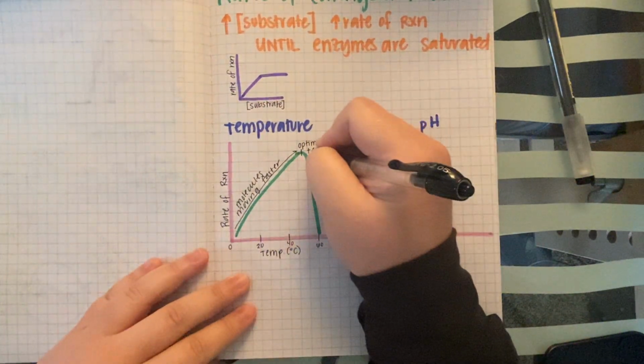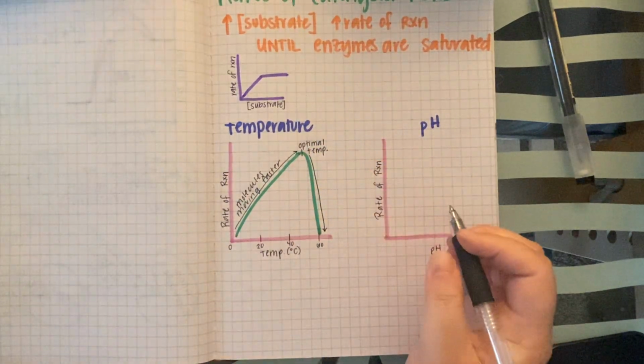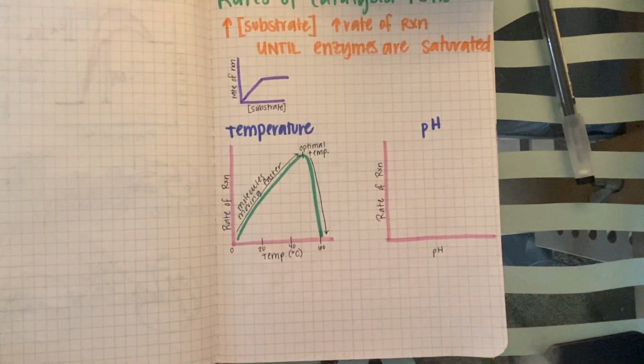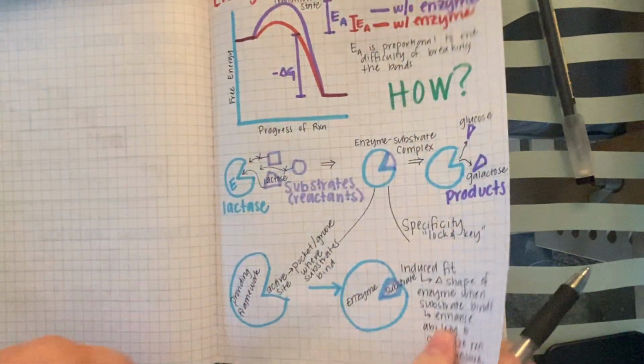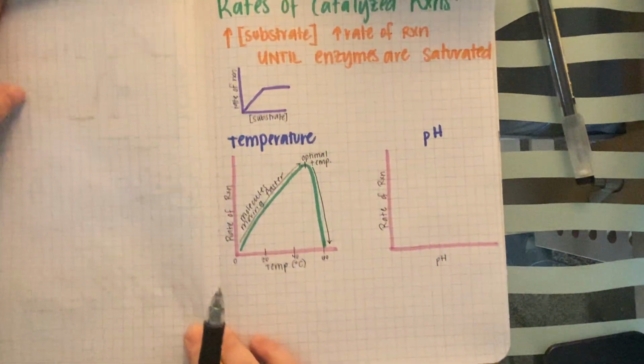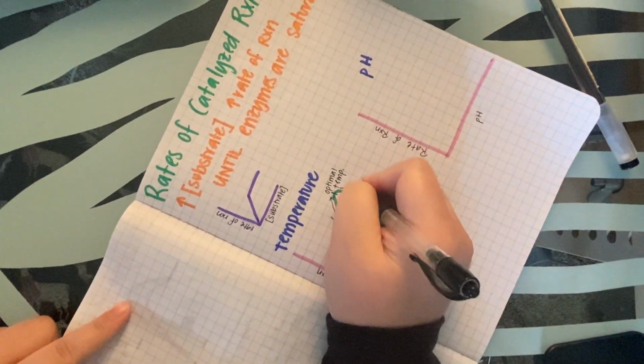The reason it drops off so quickly is because at some point you're going to hit the temperature that causes your enzyme to unfold. And then when the enzyme unfolds, its active site will change shape and it can no longer bind to its substrate. So this is the point when you've reached denaturing. So our enzyme is denatured.